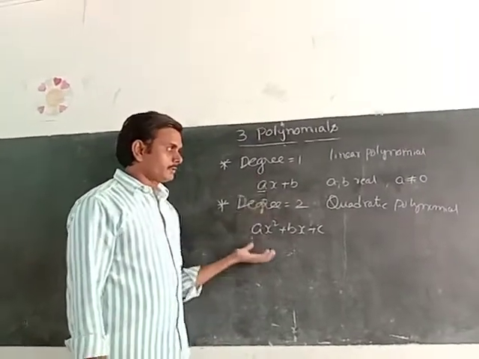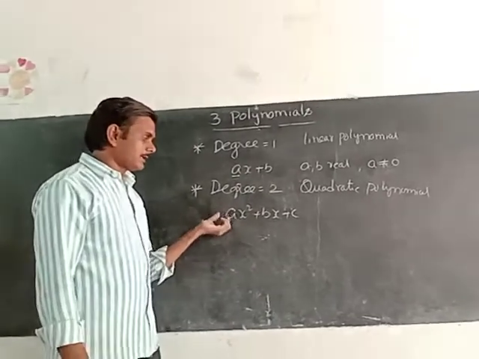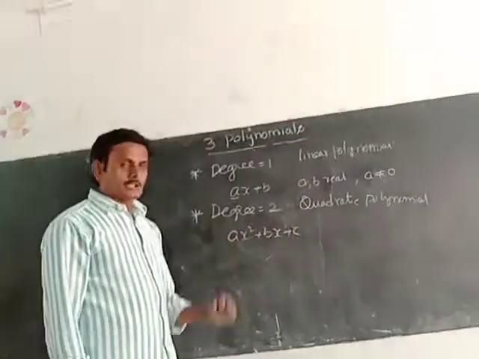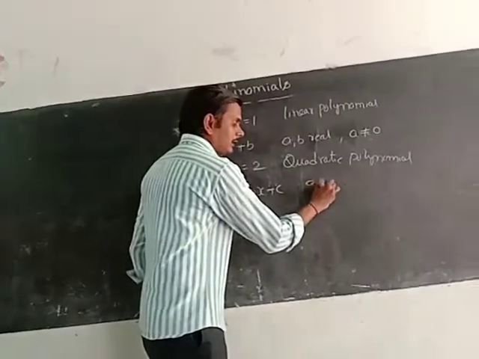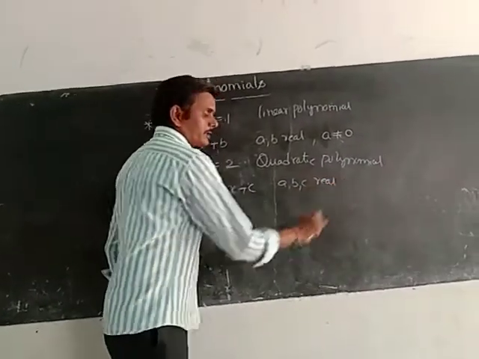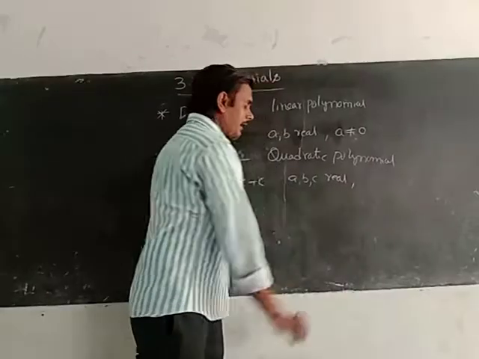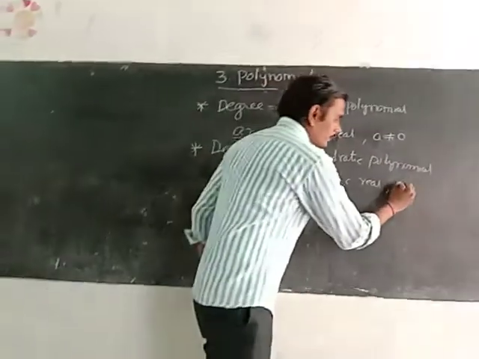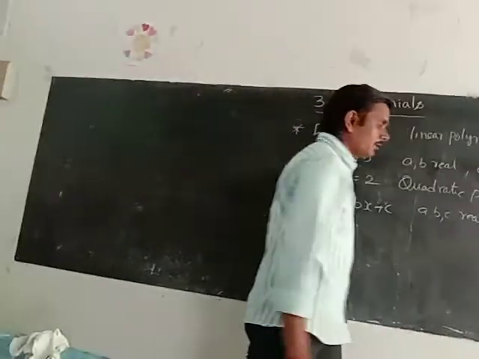Very very important question from the exam point of view also. The general form of the quadratic polynomial is ax square plus bx plus c, where a, b, c are real coefficients, and what is the x square coefficient? A should not be equal to 0.